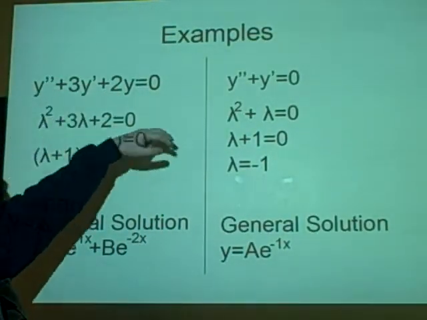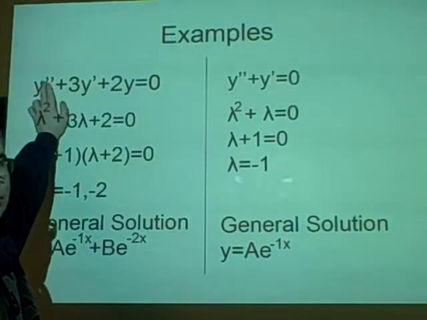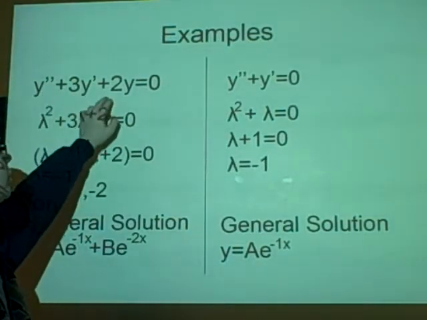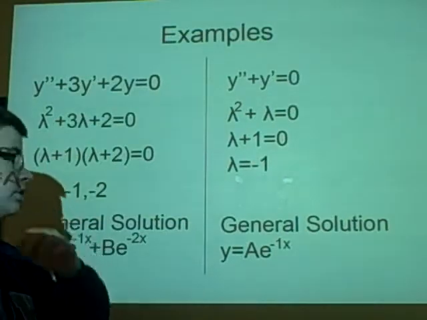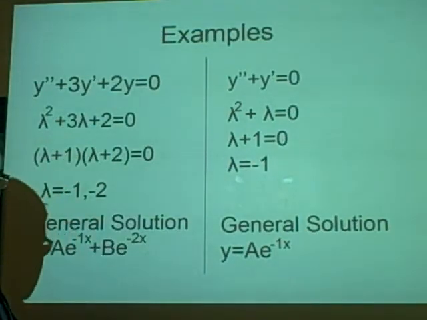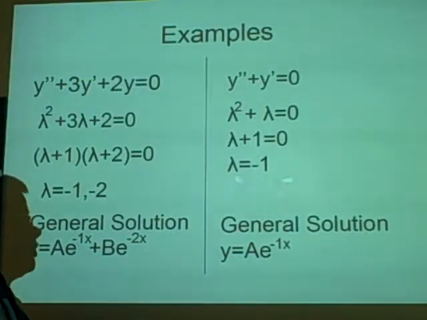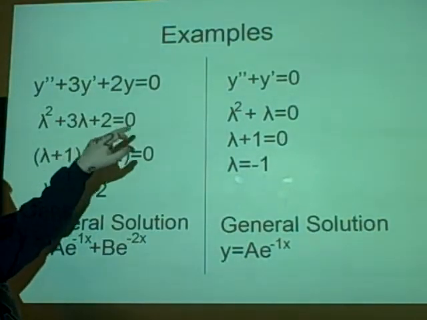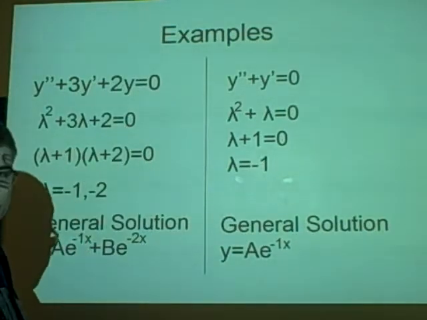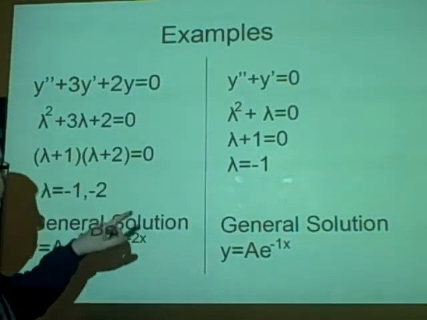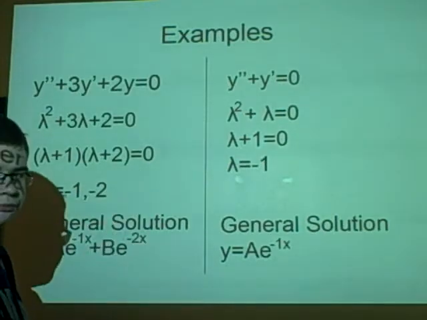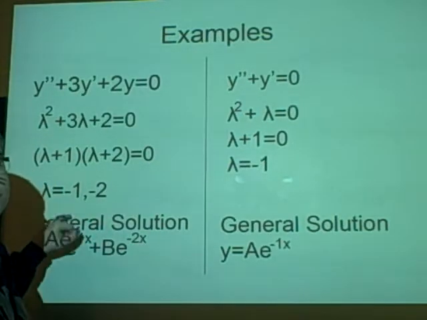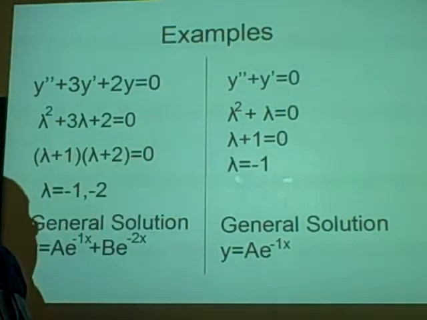Right, our first one: y double prime plus 3y prime plus 2y equals 0. First of all, we want to put in our substitutions. Remember I said most of the time all the e to the lambda x's will cancel, so it's basically like substituting in the lambdas. So we have lambda squared plus 3 lambda plus 2 equals 0. Now we can solve this by factorising, and it goes (lambda plus 1)(lambda plus 2) equals 0. So we've got our values for lambda, which are minus 1 and minus 2.